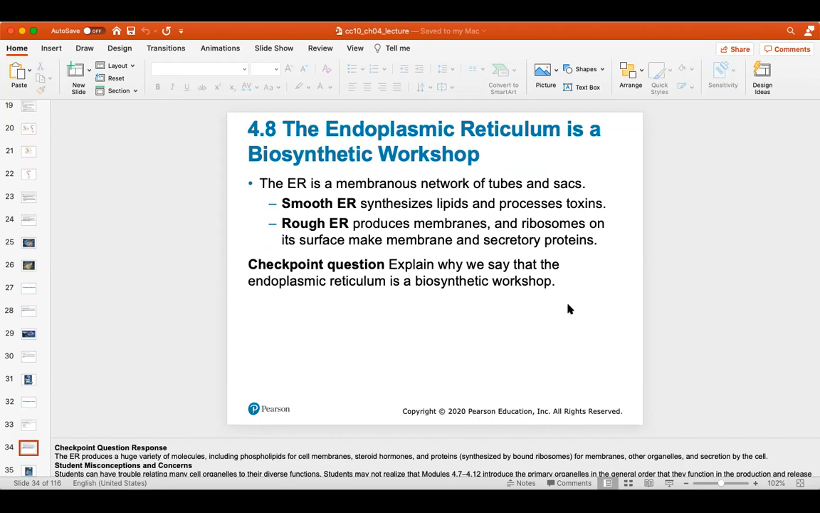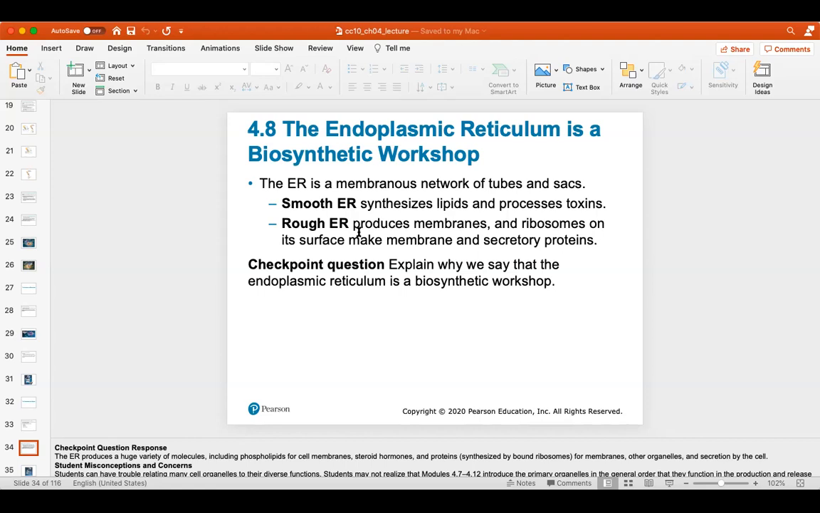It's a membranous network of tubes and sacs. Smooth endoplasmic reticulum does not have ribosomes, so we call it smooth. This will synthesize lipids and process toxins. So you'll find a lot of smooth ER in your liver, which is a place where all drugs and alcohol go because smooth ER helps to process all that toxic material.